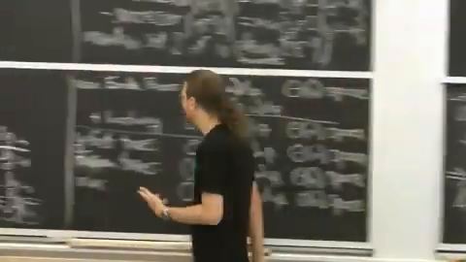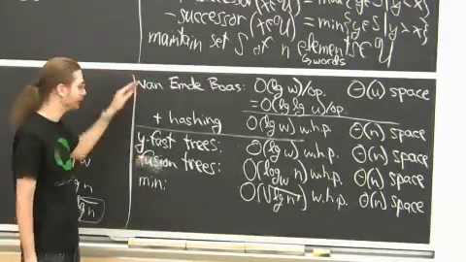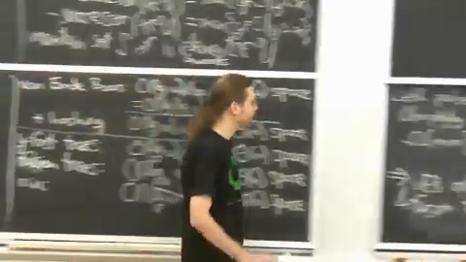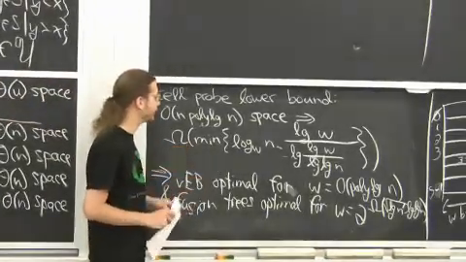You have to know about van Emde Boas. You have to know about fusion trees. And so this lecture is about van Emde Boas. Next lecture is about fusion trees. This result is from 2006 and 7, so pretty recent.